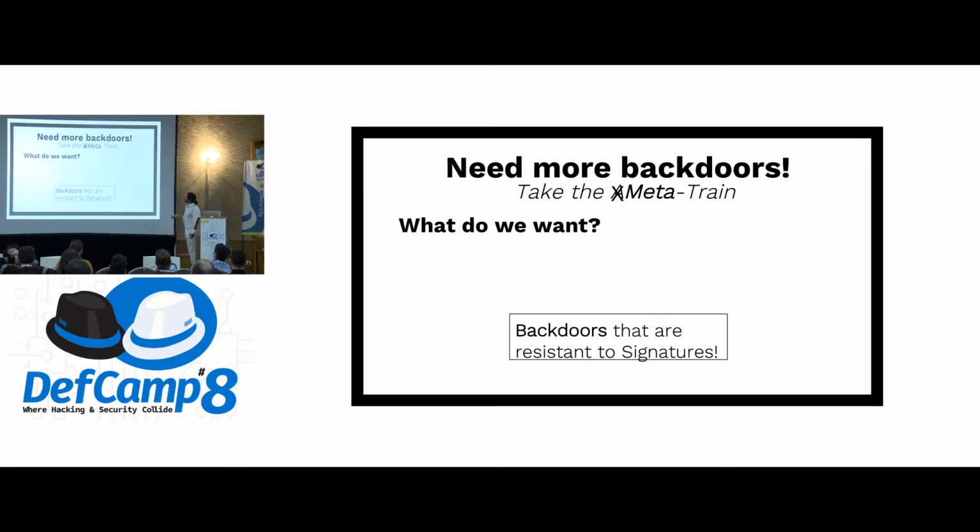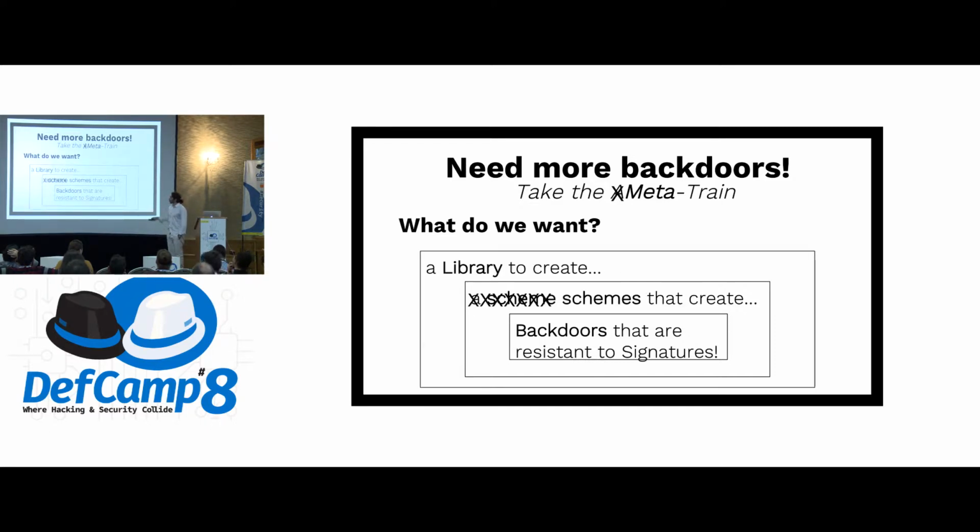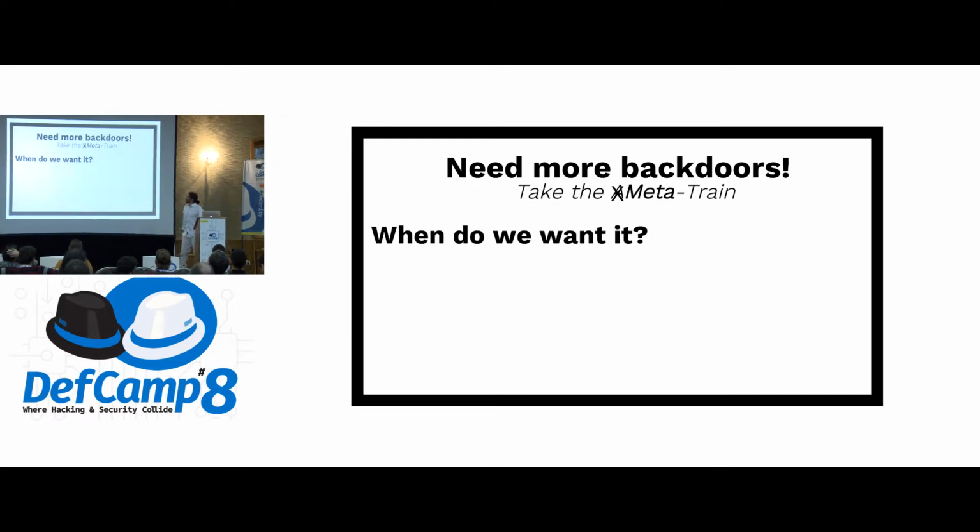So, if we're gonna do something, let's do it good, correct. So what do we want? We want backdoors that are resistant to signatures. Any kind of signatures, like bytewise signatures for IPS and proxies and that, and for behavioral analytics tools. So we want that, but instead we're gonna make a scheme that creates backdoors. And because we're writing the meta train, we're going to create a library for creating schemes for creating backdoors.